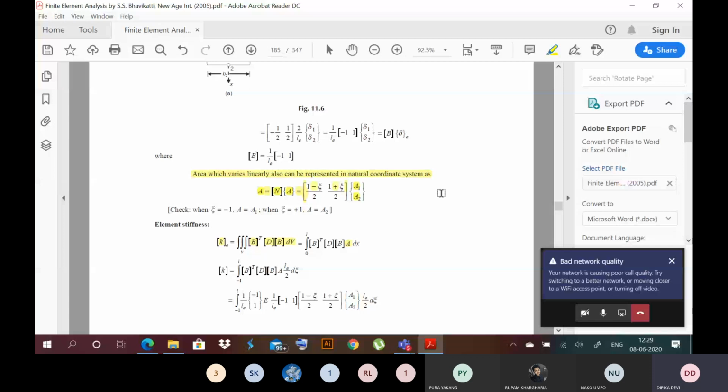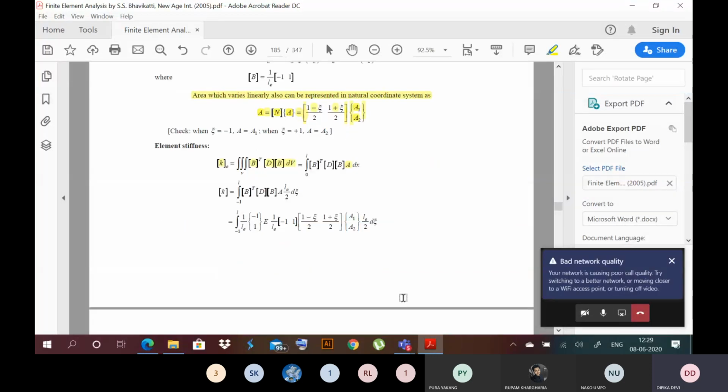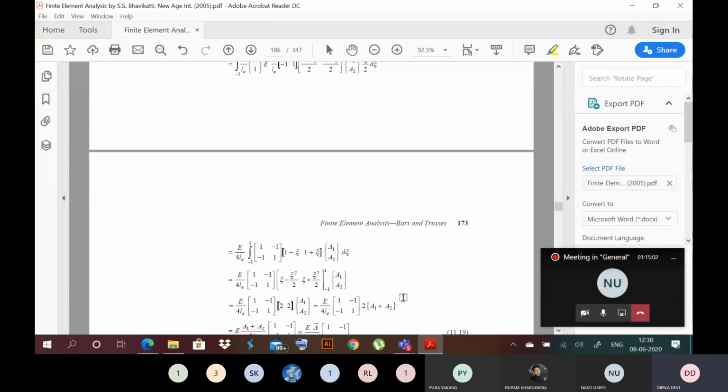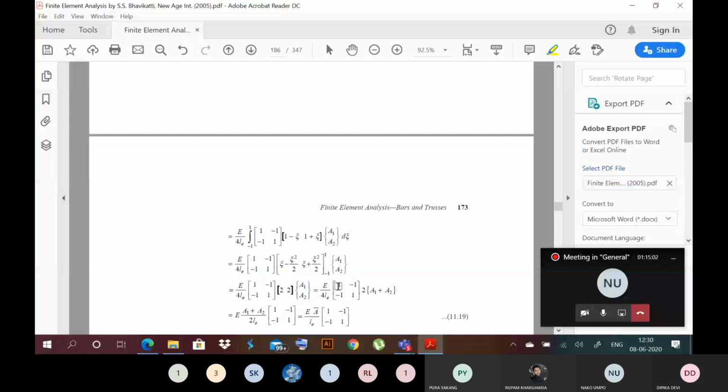Then we have to do all this multiplication, and after the multiplication you can do the integration. Here it is solved like this. This is a constant term. In this portion they have already integrated from -1 to +1. Then these values are placed, and we get the stiffness matrix: E into A1 plus A2 into LE, times the matrix 1 -1, -1 1.